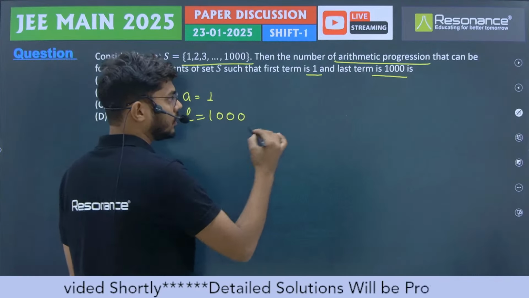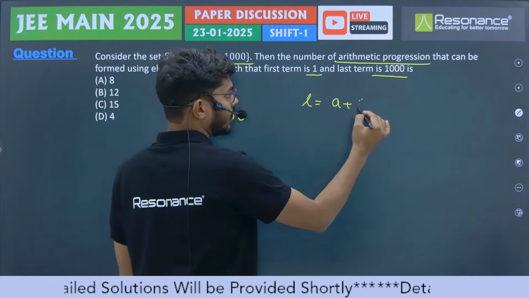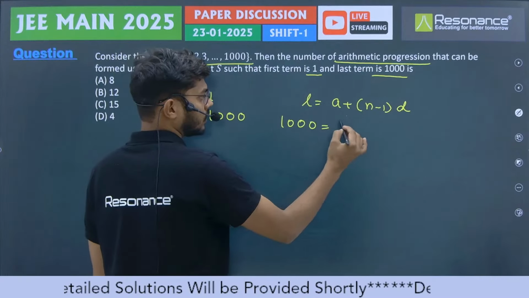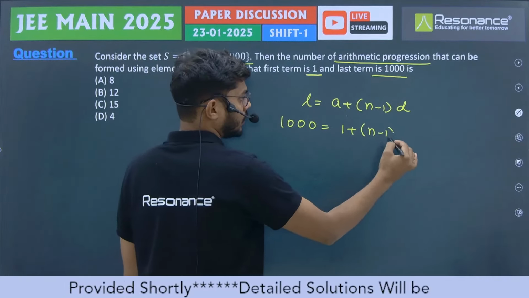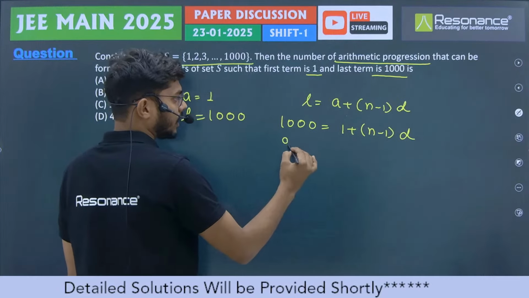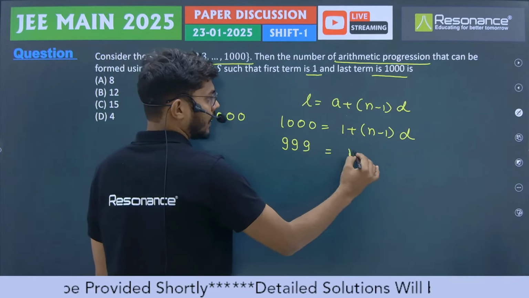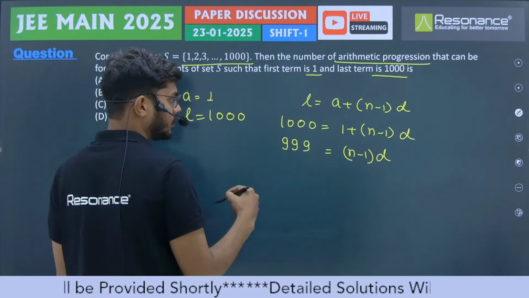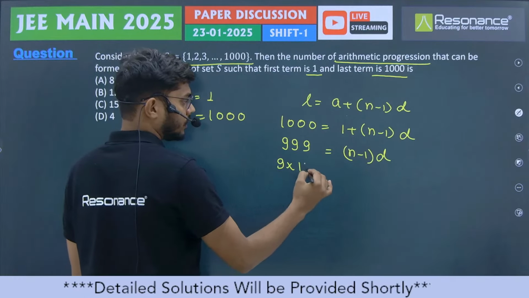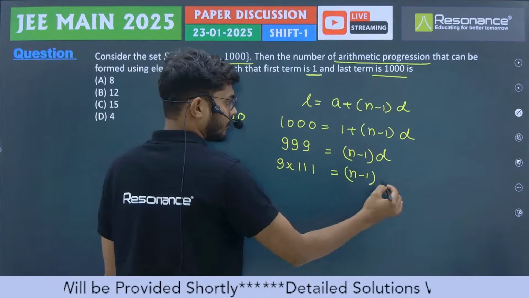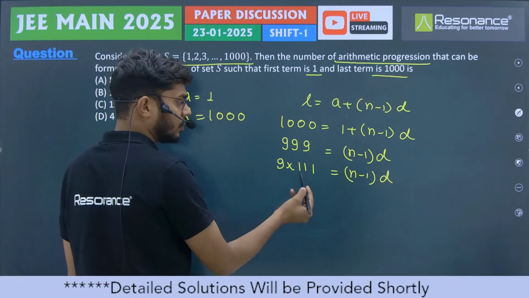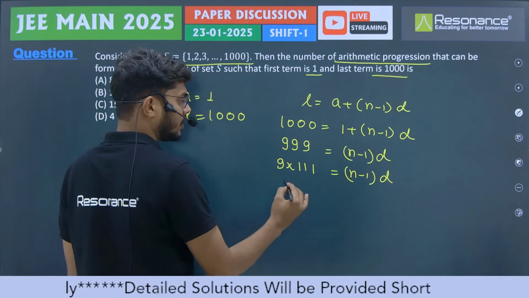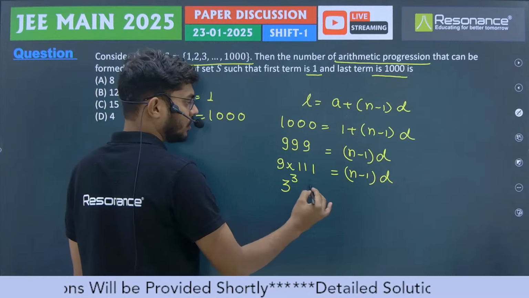What is the general term formula? L equal to a plus n minus 1 into d. This is given 1000. This is given as 1, n minus 1. D we don't know. It will come 999, equal to n minus 1 d. Now let us do the factors of this. How can we do the factors? Can I write 9 into 111? Again, this is a multiple of 3 because the addition of all the digits is 3. So it is nothing but 37 into 3. So I can write 3 square, 3 cube into 37.